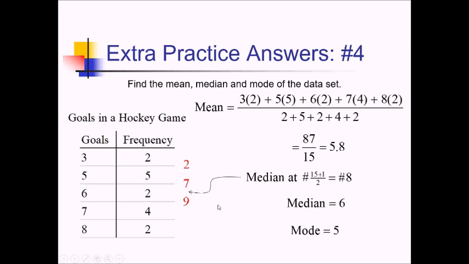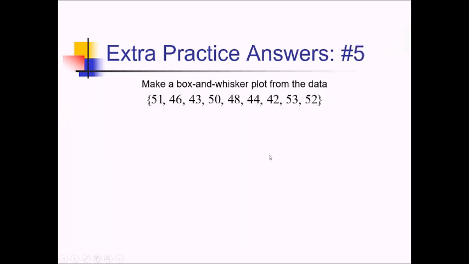On this one, we're trying to make a box and whisker plot out of this list of numbers. So we need to find the median and then the lower and the upper median as well, which means we need to put all of these in order.